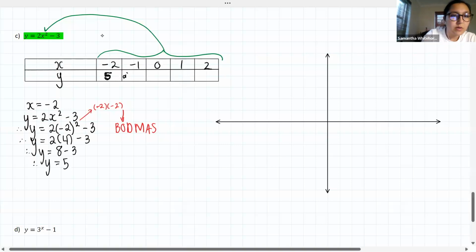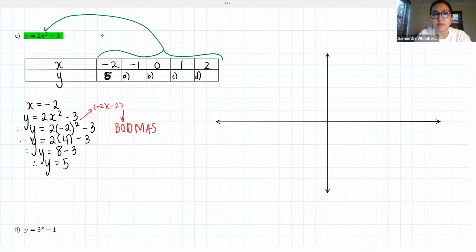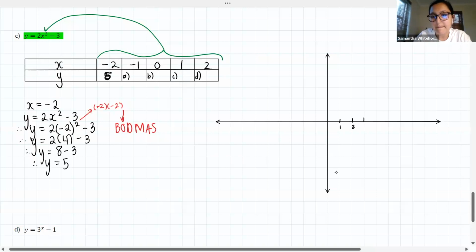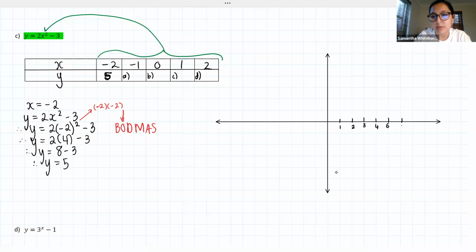So based on what I've just done, I want you guys to quickly get for me the remaining 4 outputs that we have here, A, B, C, and D. While you're doing that, I'm just sorting my axes out so you don't have to stress about what I'm doing.